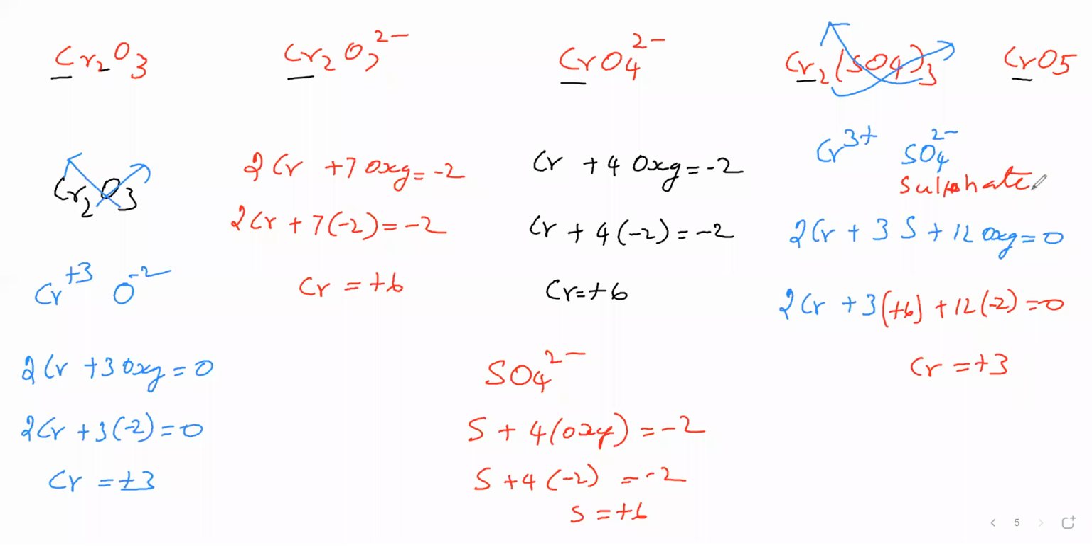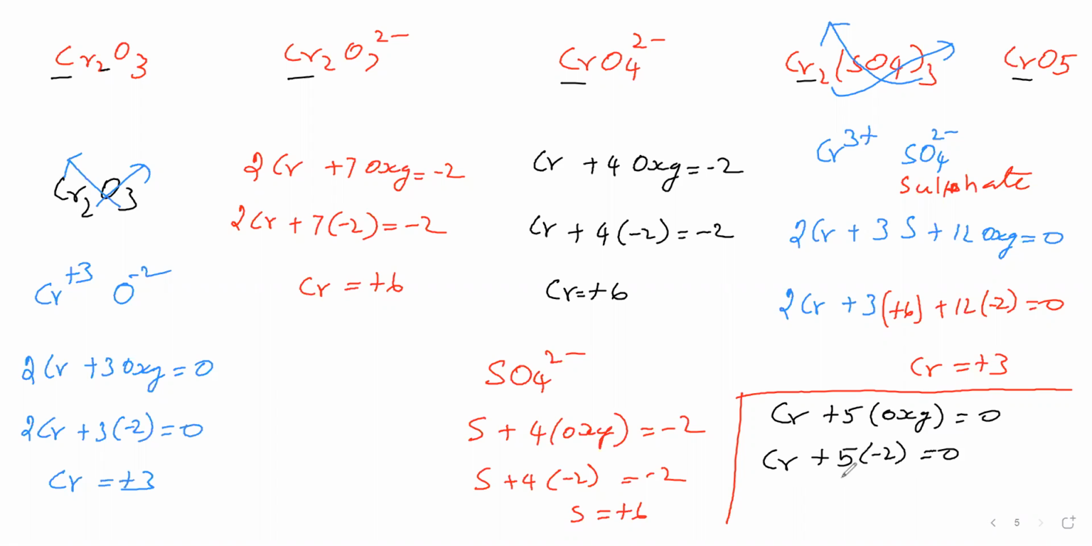Okay. Next, CrO5. In CrO5, what is the oxidation number of chromium? That we will see. Now we are taking CrO5. Cr oxidation number we have to find. Cr plus 5 times oxygen equals 0, net charge 0. Chromium plus oxygen -2 equals 0. So chromium is equal to +10. Chromium oxidation number is +10.